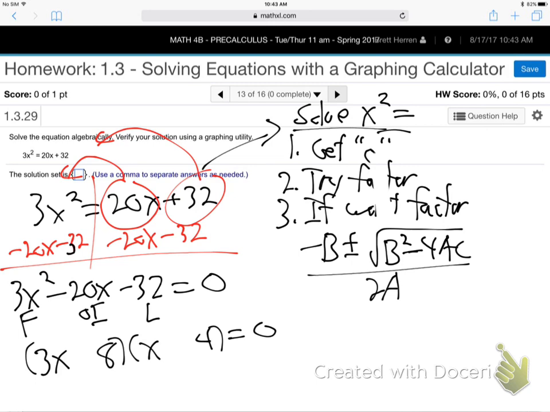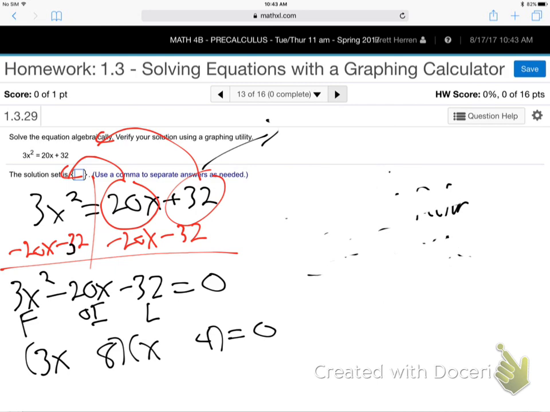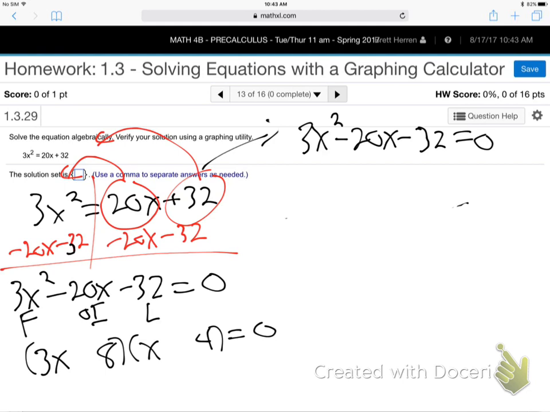Okay, so let me show you. How do you know whether that's right or wrong? Everybody with me so far? Let me erase this. Make sure you have room here. If you didn't get the quadratic formula, it'll be on the YouTube. So bring it up here. 3x squared minus 20x minus 32. FOIL. So I'm doing front times front, last times last.